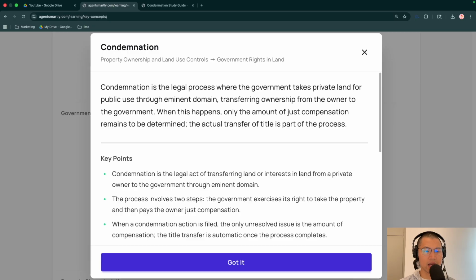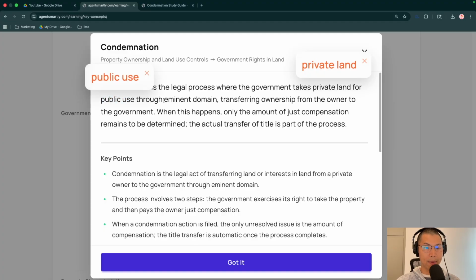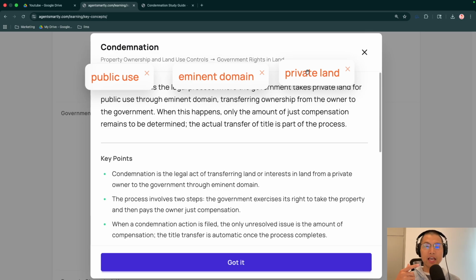So condemnation is a legal process where the government takes private land for the public use through eminent domain. So the keywords I want to highlight here: private land, for the public use, through a powerful eminent domain. So three keywords, remember, okay? The government takes your private land for the public use through the power called eminent domain.